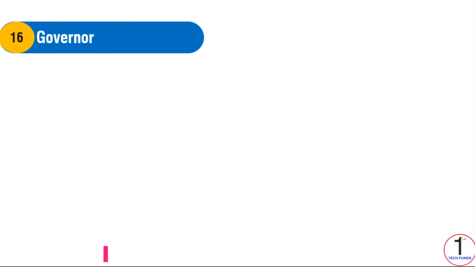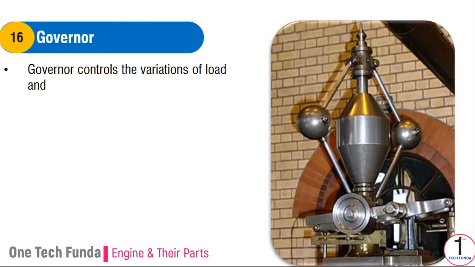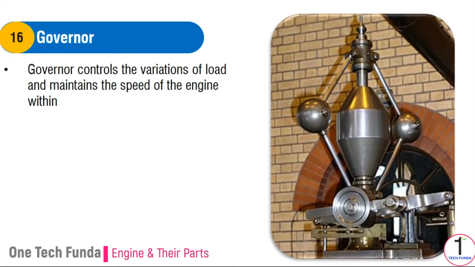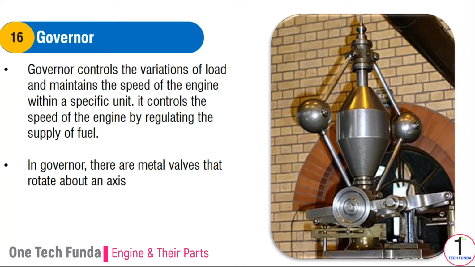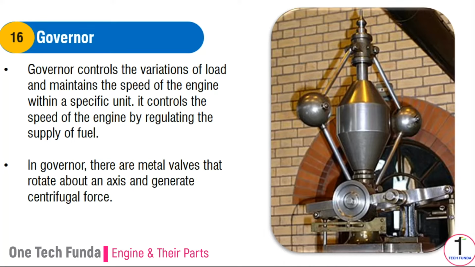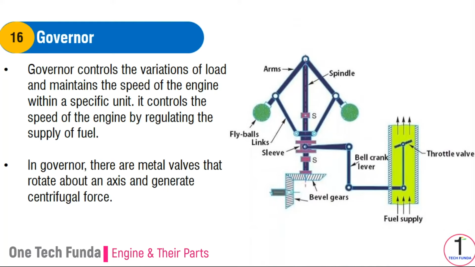Governor. Governor controls the variations of load and maintains the speed of the engine within a specific limit. It controls the speed of the engine by regulating the supply of fuel. In a governor, there are metal balls that rotate about an axis and generate centrifugal force. Governor is a self-acting device. It controls the speed of the engine.